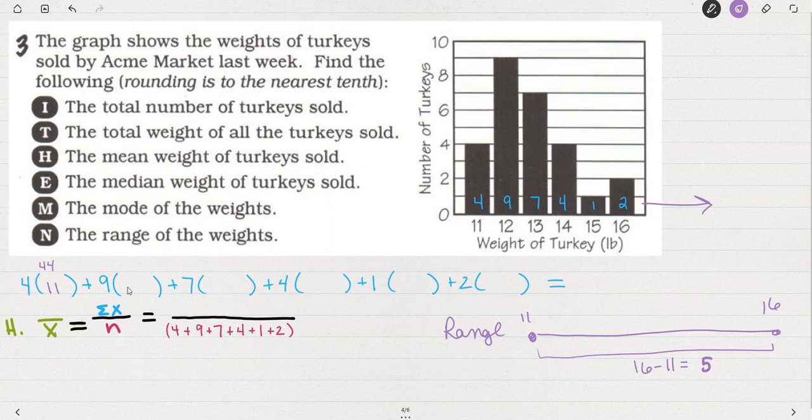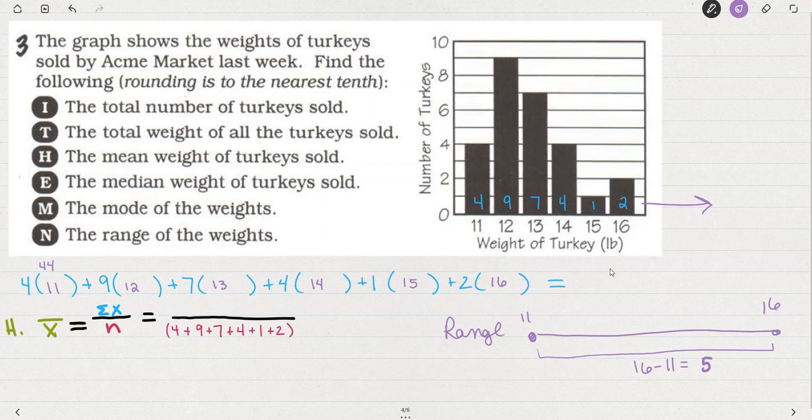We have 9 12-pound turkeys. So I could multiply 9 times 12 to see how many pounds that adds up to. We have 7 13-pound turkeys, 4 14-pound turkeys, 1 15-pound turkey, and 2 big 16-pound turkeys. If I continue multiplying each weight by the number of turkeys that weighed that much and add the products, I would get the total weight.